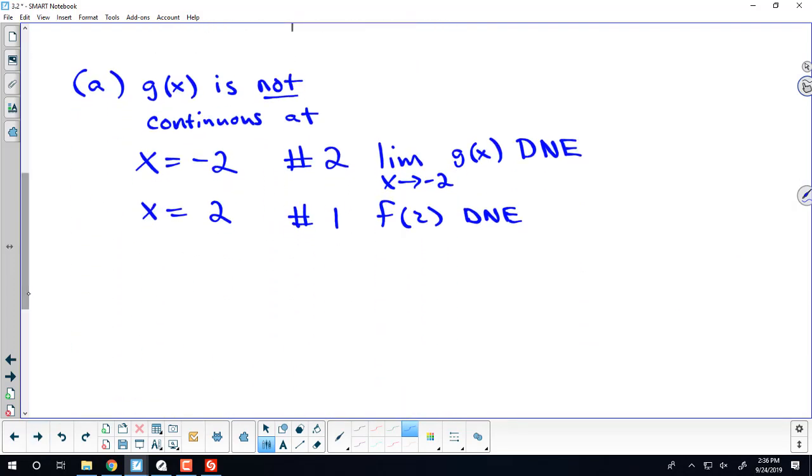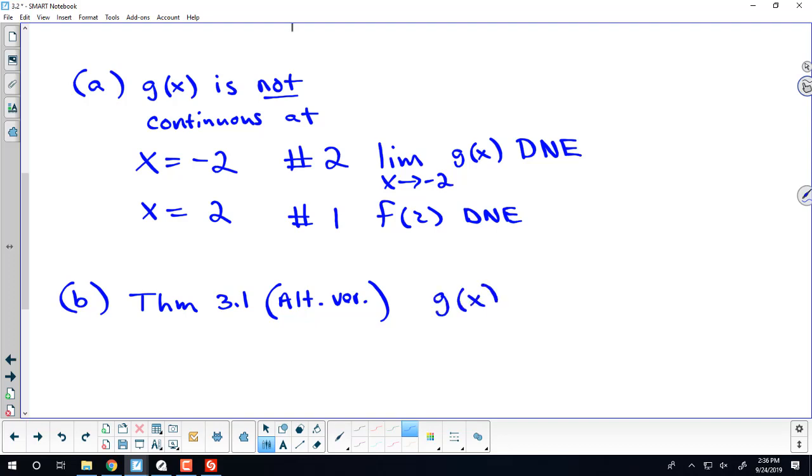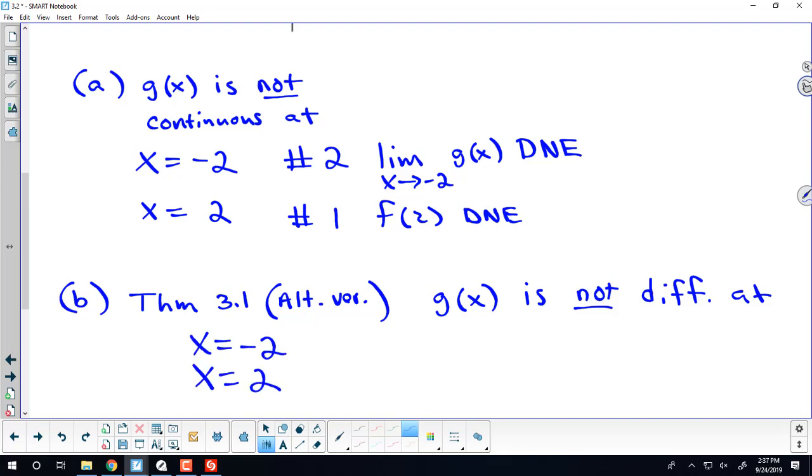Okay, so for part B, immediately by Theorem 3.1, the alternate version, we know that g of x is not differentiable at those two locations. Just from that theorem, the function is not continuous, so the function is not differentiable.